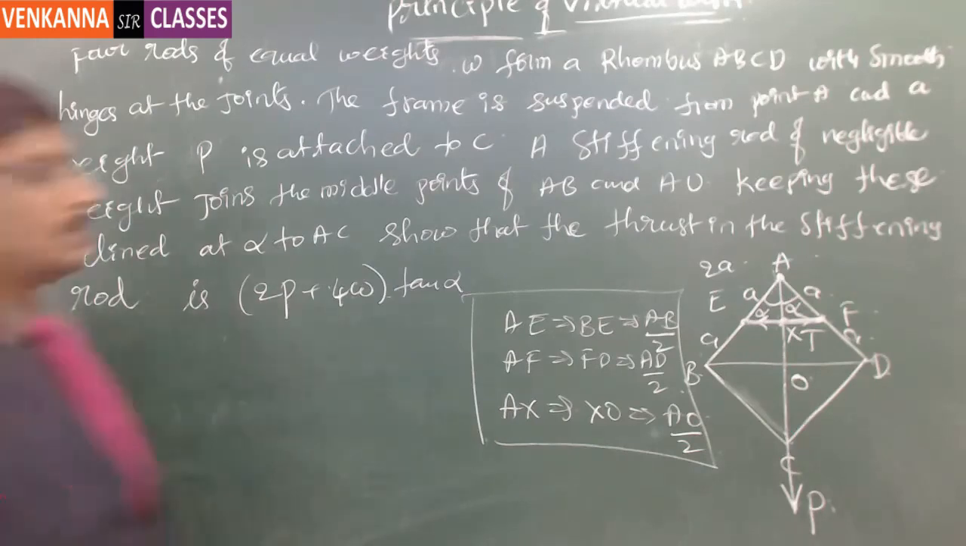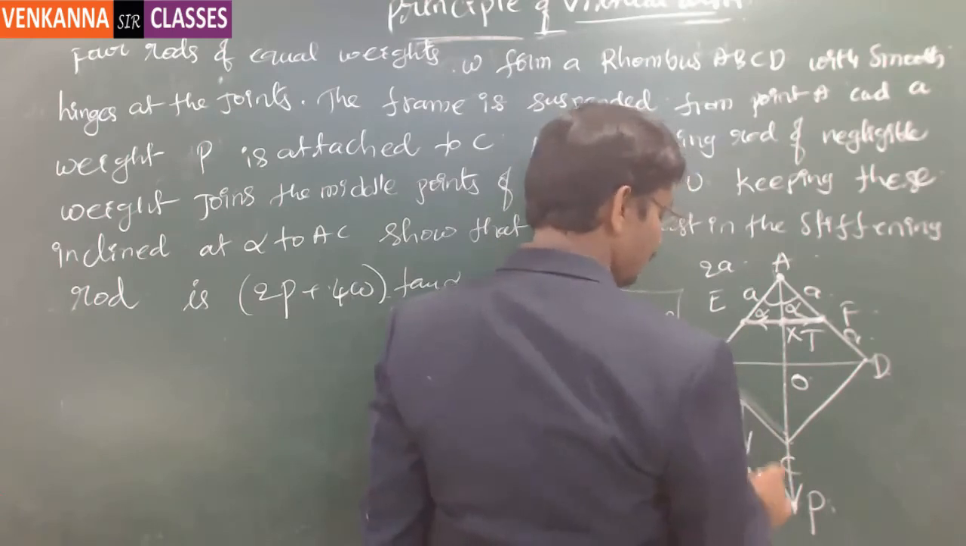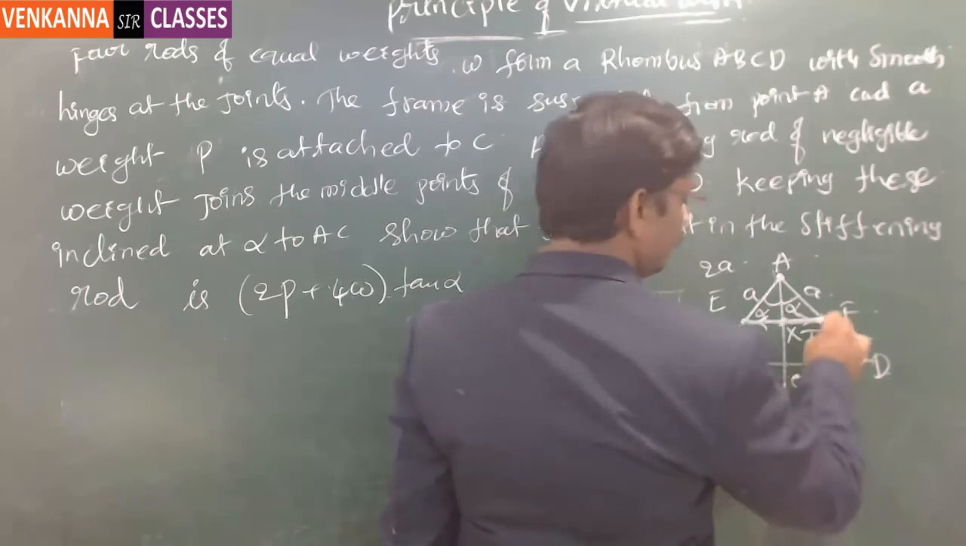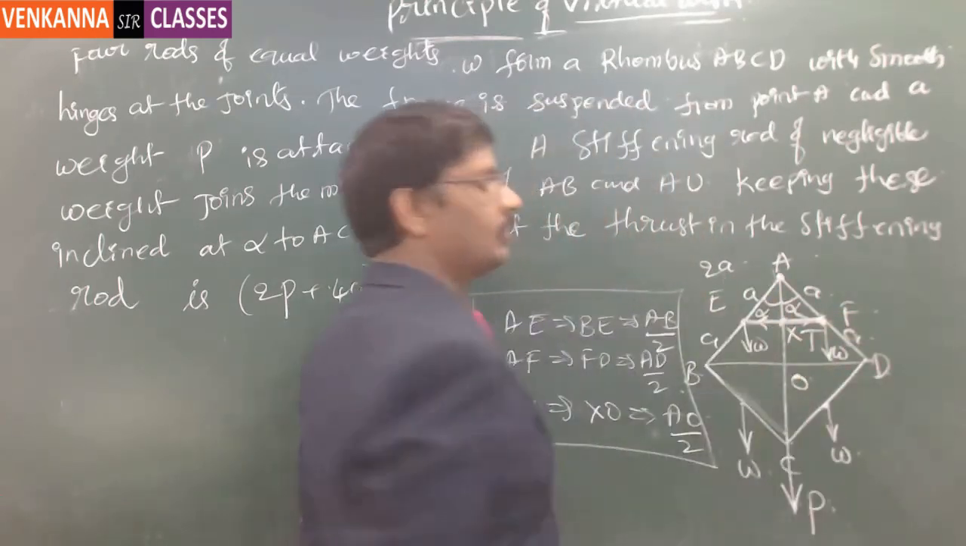How to construct W? So W, right? This is a weight which you can treat as if it is acting at the center of gravity, right? So there is a W here and there is a W here and there is a W here as well. So 4 different W's are there.